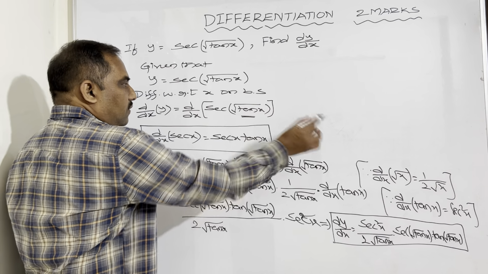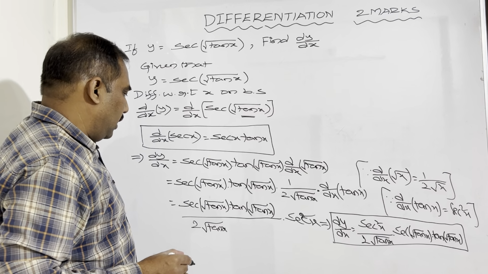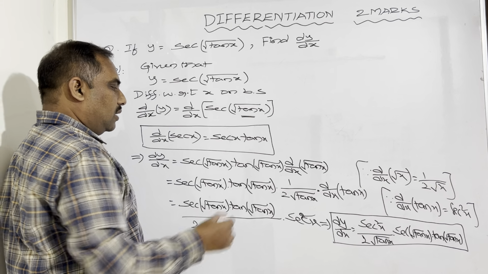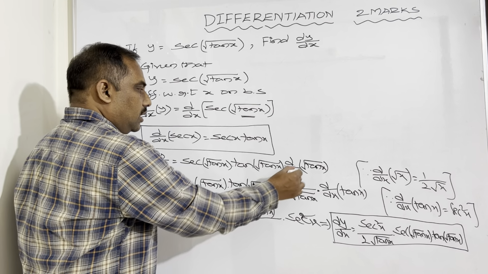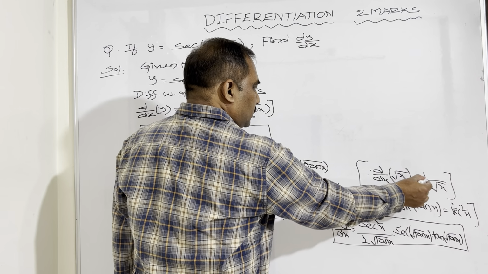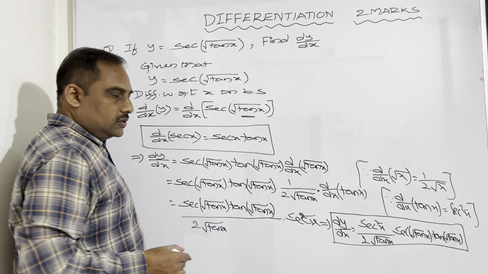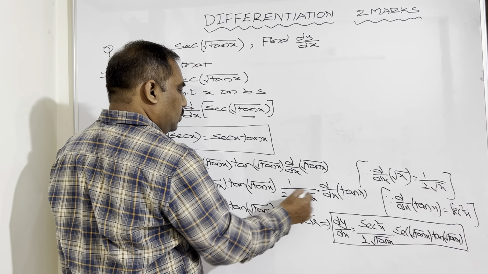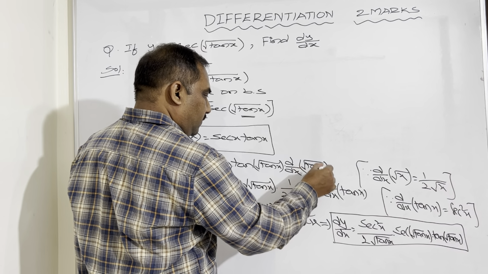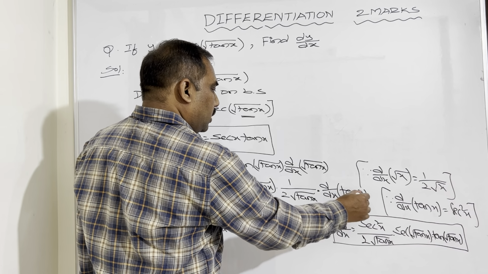Again the derivative of root tan x we have to find. Now it becomes secant of root tan x into tan of root tan x. The derivative of root tan x is like the derivative of root x, which we know is 1 by 2 root x. So it is 1 by 2 root tan x into the derivative of x also we have to do.